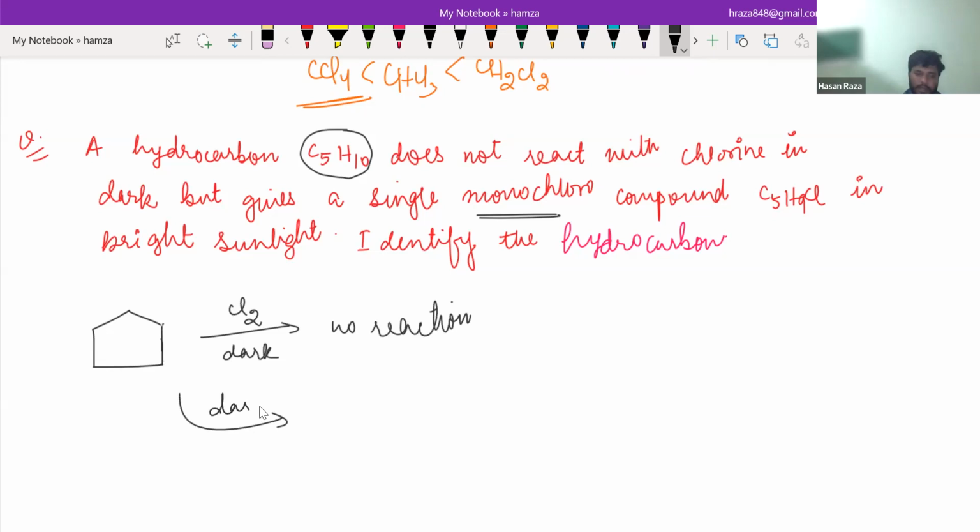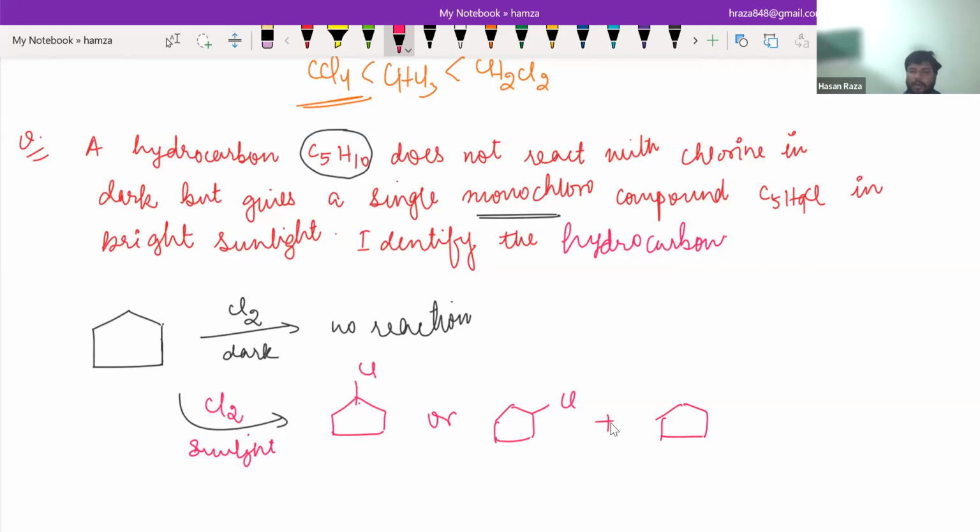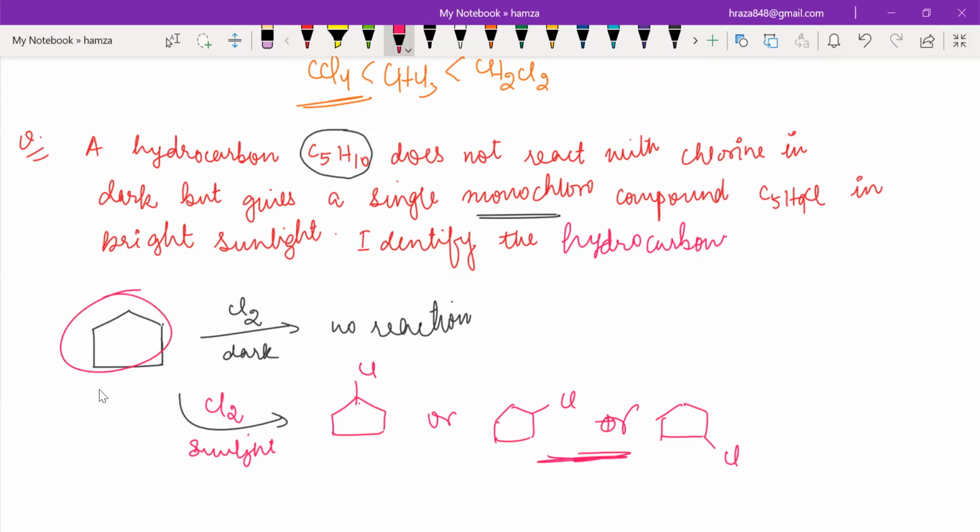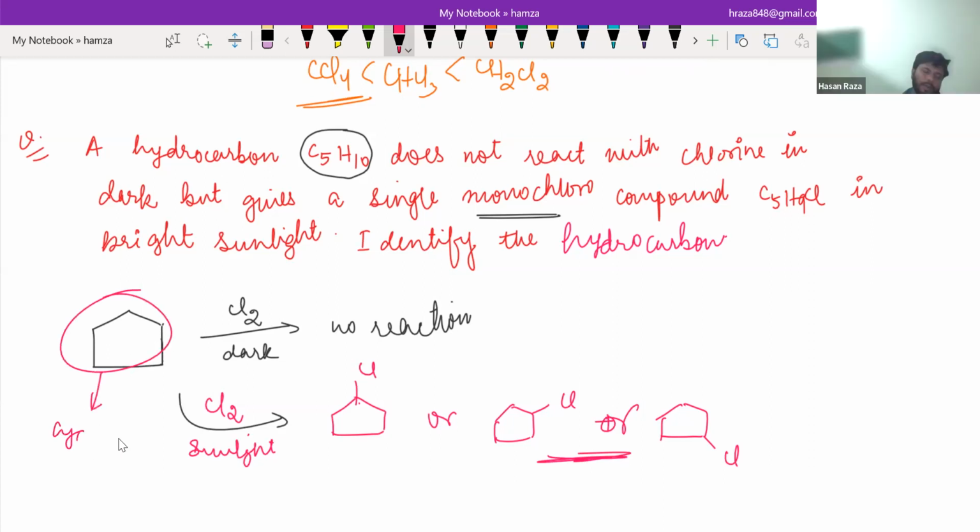And if you react this with chlorine in the presence of sunlight, that means UV radiation, it will form a monochloro product because anywhere you add chlorine on this compound, you will get the same compound. Are you getting my point? Yes, sir. So the hydrocarbon is cyclopentane. It is also an alkane, but its structure is a cyclic compound.